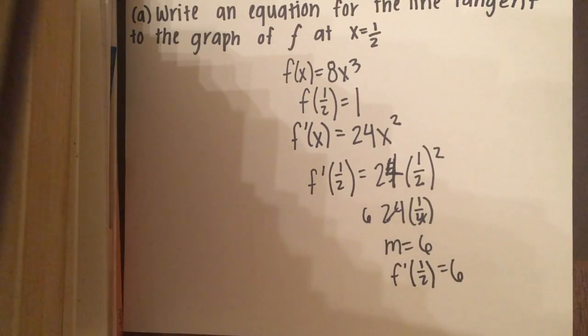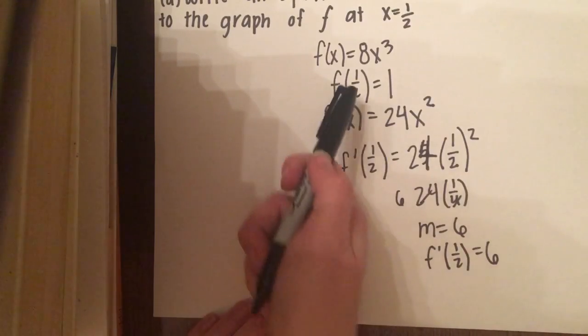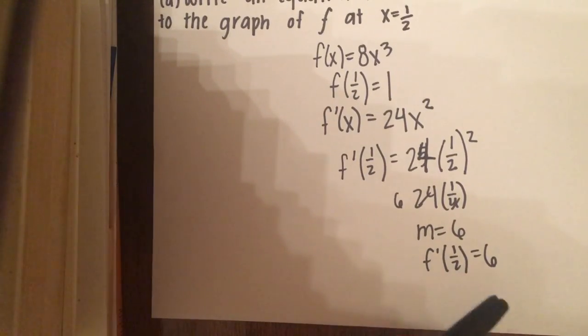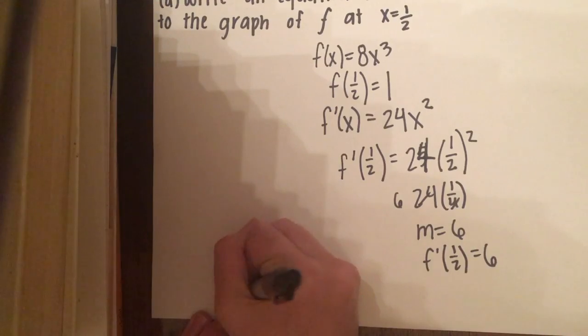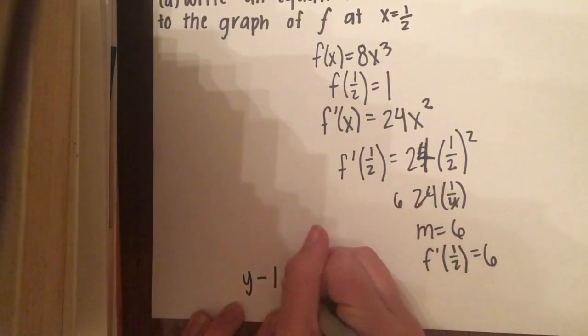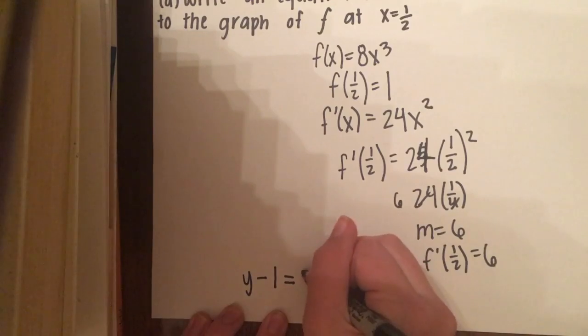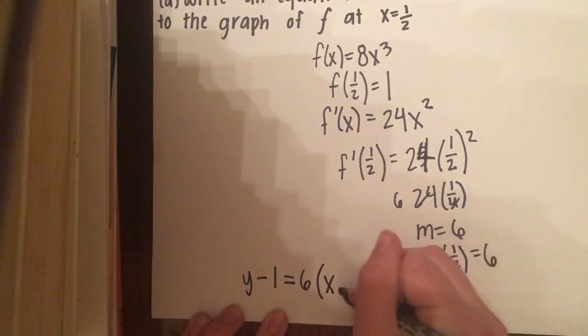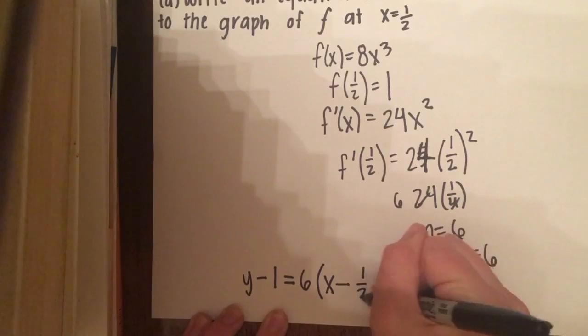Now we're going to write an equation in point-slope form, and I choose personally to do point-slope form because I think it's the easiest one to write out, but College Board will also accept the standard form and slope-intercept form. So we have the point at 1/2, and we also have the slope at 1/2, so we can just write in point-slope form y minus y1 equals the slope times x minus x1.